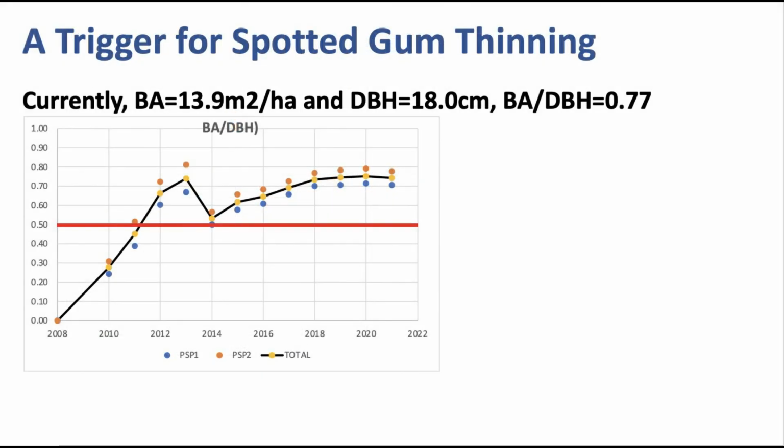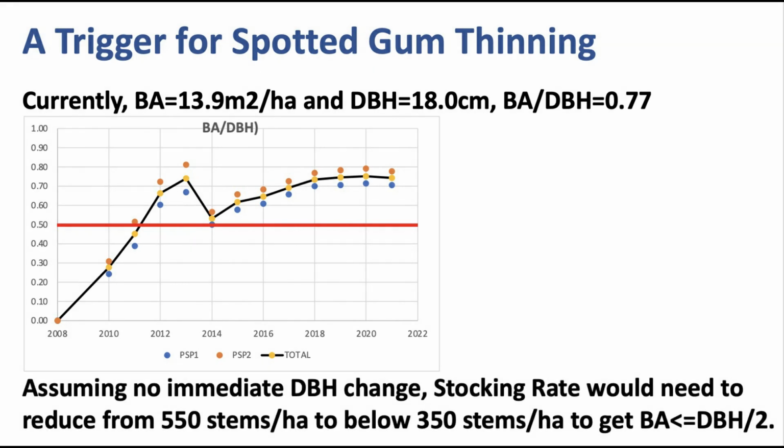So if we were to do the same thing with the spotted gums, if we look at the current situation, we can see that before the initial thinning, the ratio was up at around 0.75, was brought down to about 0.5, and has now risen again to 0.75. So if we assume that there's going to be no immediate DBH change after thinning, then the stocking rate would need to be reduced from 550 stems per hectare to a bit below 350 stems per hectare to get that ratio down to a half again.